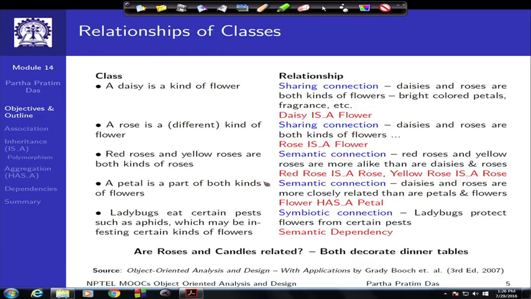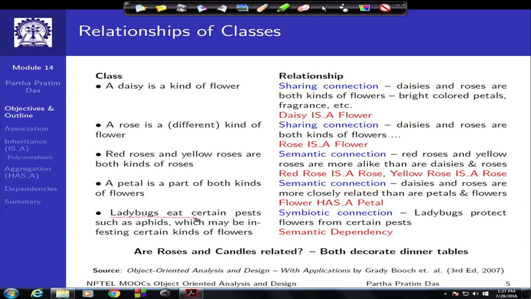In contrast, when you look into the fourth statement, the petal is a part of both kinds of flowers, then we have a semantic connection which describes a whole part relationship. Hardly will we come across flowers which do not have petals, and if we see some petal somewhere, we know that there was a flower from which the petal has fallen off. So, we will model that kind of relationship by saying that flower has a petal, that is, if I have a flower, that is a whole, it will have petals as parts.